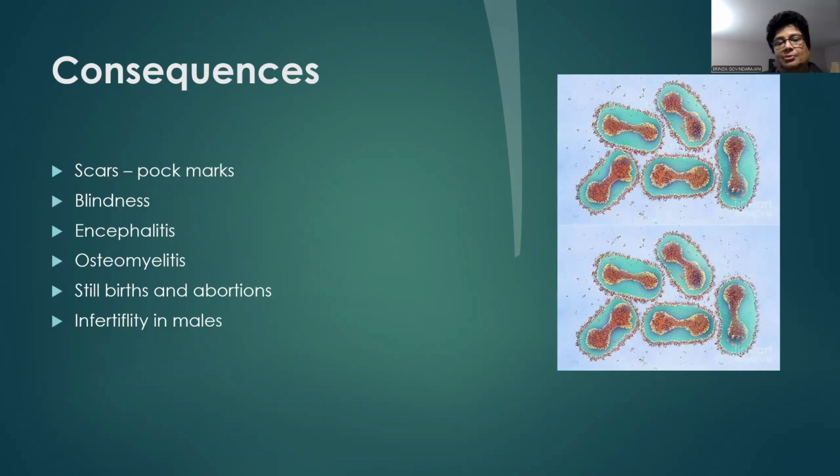This is a very serious disease that can leave a lot of consequences once infected. The first, everybody gets scars from the pox, from the rash, and if there is a rash in the eyes, it can cause blindness. Otherwise, it could affect the nervous system, causing encephalitis, or the bones, causing osteomyelitis. In women who are pregnant, the smallpox can cause stillbirths and abortions, and in men, it could cause infertility.